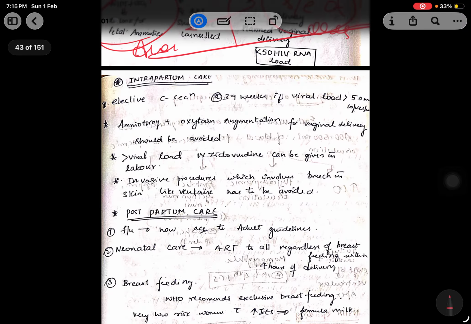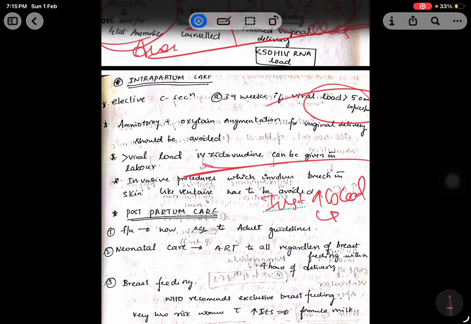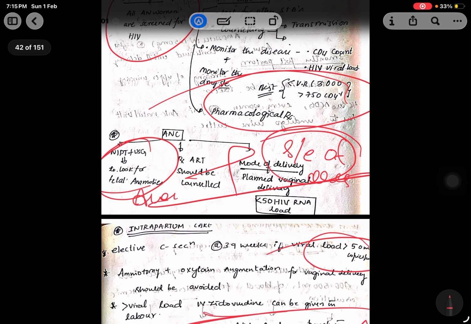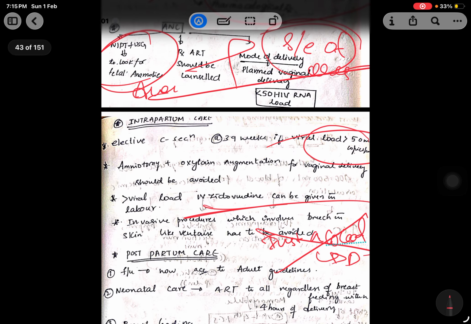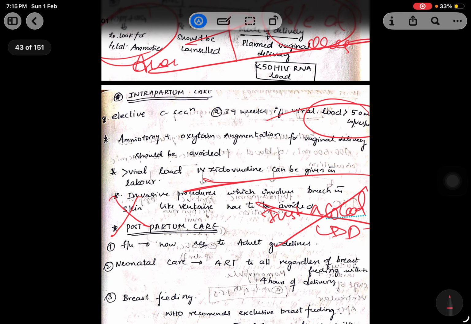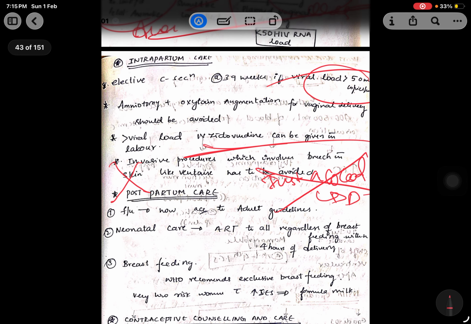And also intrapartum care: you have to check the viral load, and if she has a high viral load, then obviously you have to start her on IV zidovudine, and if less, then it's fine. Then again, all instrumentation where she can bleed much and where it can infect the baby should be avoided. Again, your fourth principle is to reduce the transmission from mom to child. So you have to avoid all those things, any cut-related procedure you have to stop.